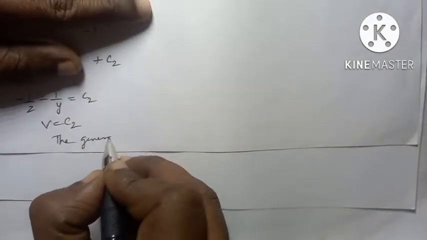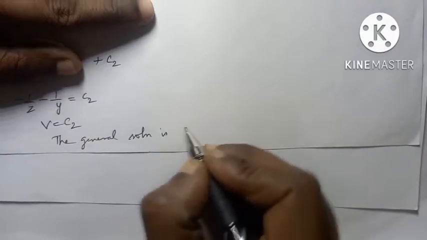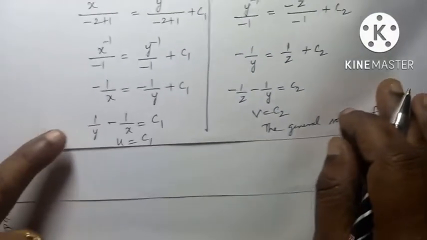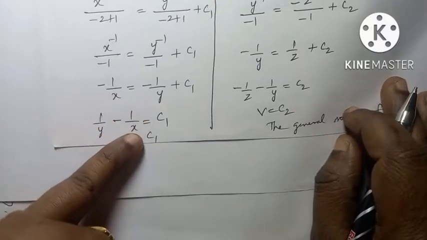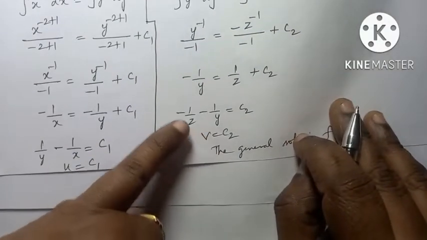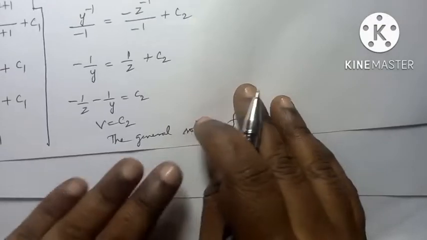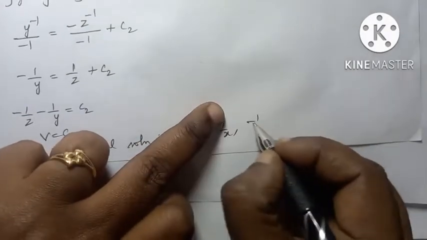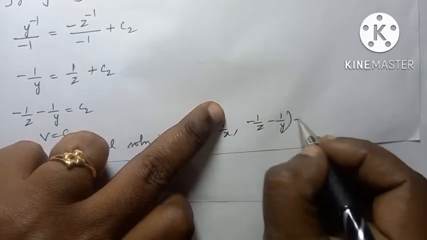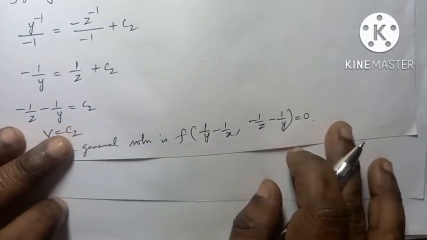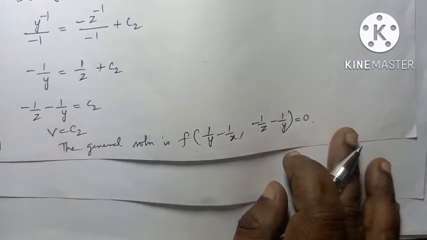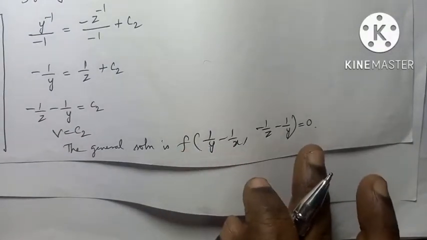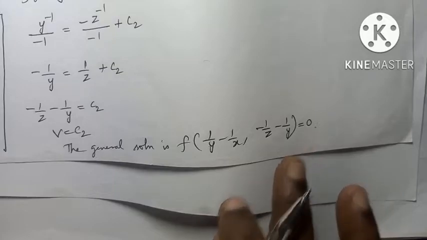So the general solution is f of u comma v, where u is 1 by y minus 1 by x, and v is minus 1 by z minus 1 by y. Let us write f of 1 by y minus 1 by x comma minus 1 by z minus 1 by y equal to 0, which is the general solution. We call it the general solution, f of u comma v equal to 0. Okay, we shall see another problem.